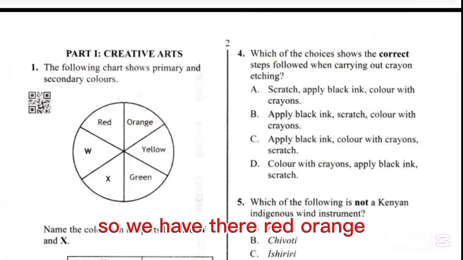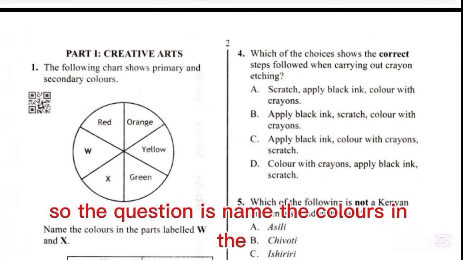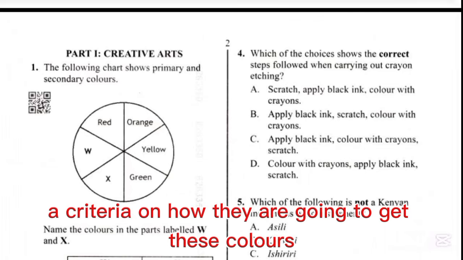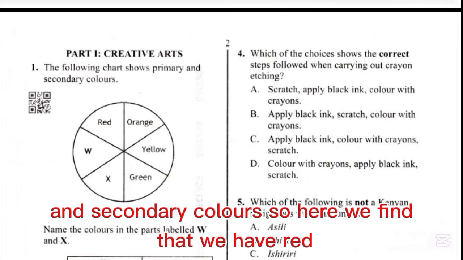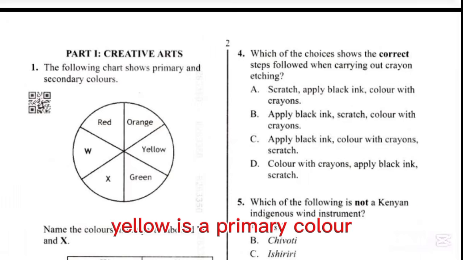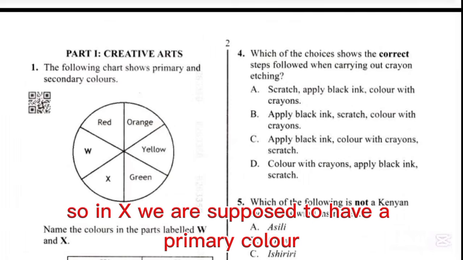So we have there red, orange, yellow, green. We have the part of X and we have the part of W. The question is, name the colors in the parts labeled W and X. Here, the learners have to come up with a criteria on how they are going to get these colors. We have primary colors on that chart and secondary colors. So red is a primary color, orange is a secondary color, yellow is a primary color, and green is a secondary color.